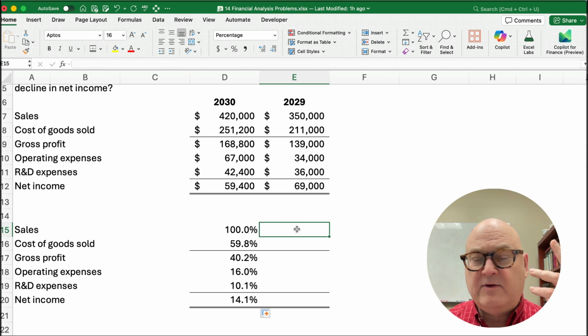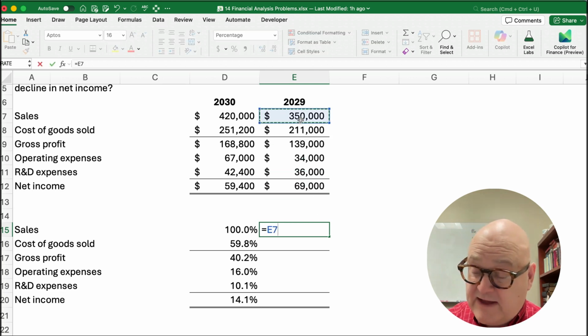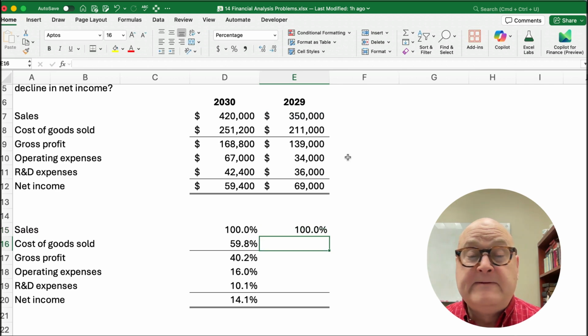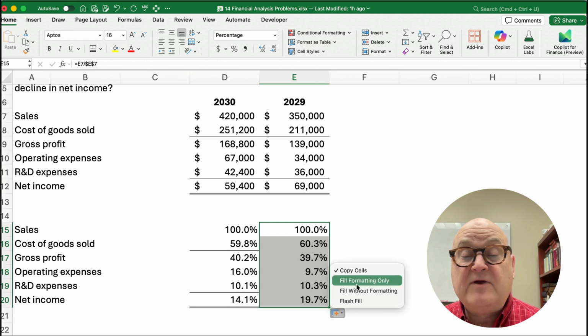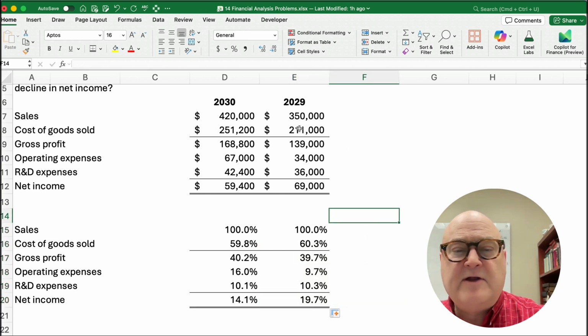Basically, here's how we had $1, how we spent money, how we got net income, and the previous year, same thing. So let's take the 350,000 divided by 350, and we're going to make it absolute, so everything's going to be divided by the 350. So that's still going to be 100%, and I'll copy it down and fill without formatting. Okay, so now let's go back and look at the numbers.